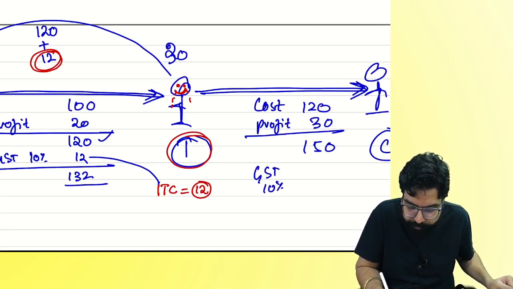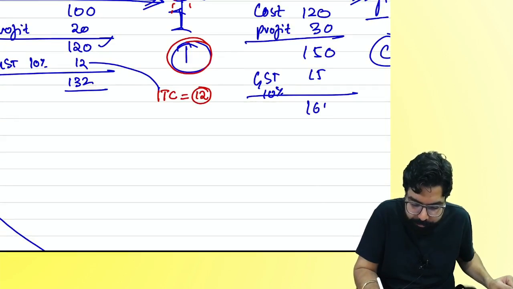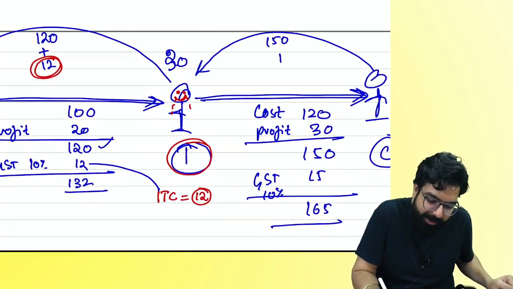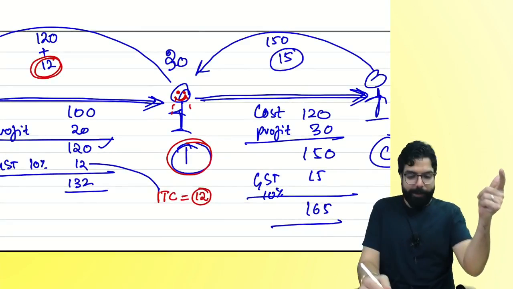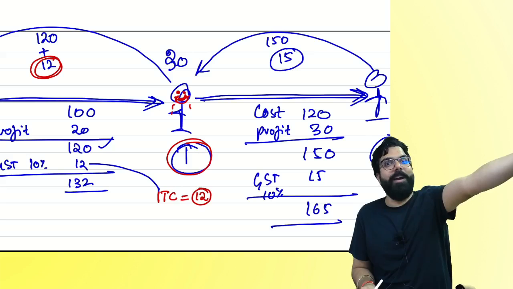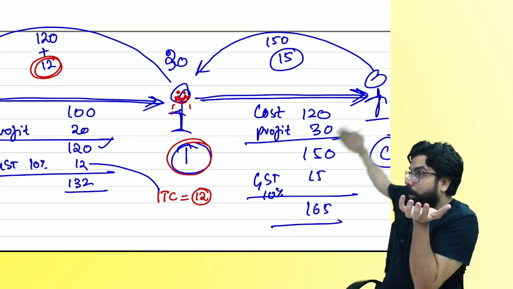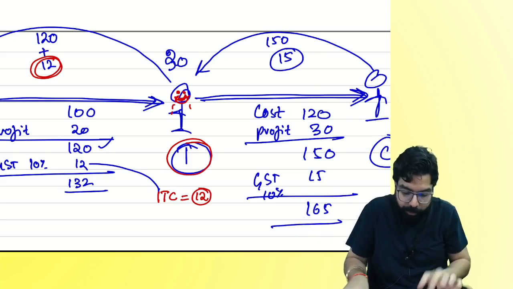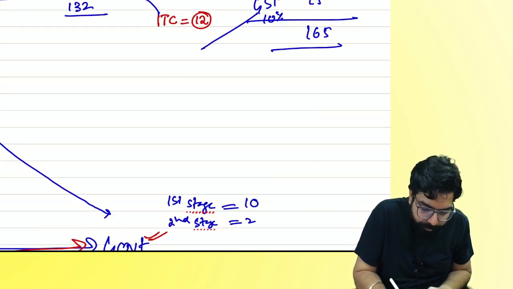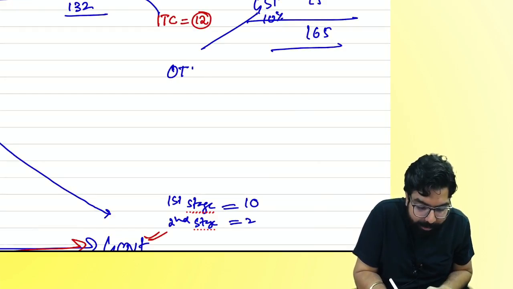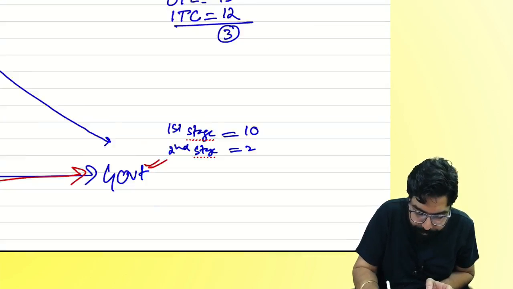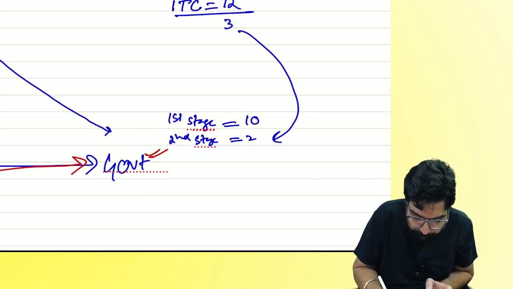GST 15. Consumer paid how much? 165. That is 150 plus 15 GST. Everyone got it? Now what will he do? Ha ha ha, government, I collected how much? 15. I'd already paid you how much? 12. So I will set off. What is my liability? My outward tax liability is how much? 15. Inward, what I bought, what is the tax credit I have? How much will I pay? In the third stage, how much will I pay to the government?